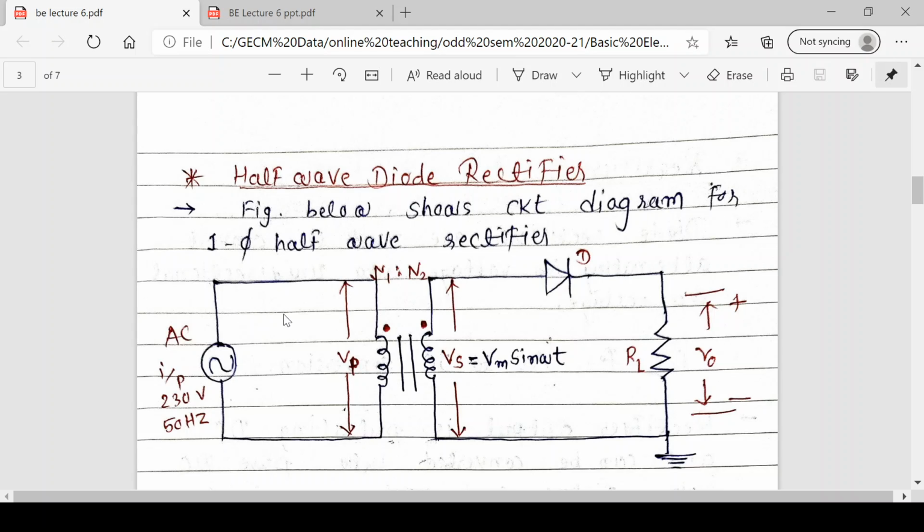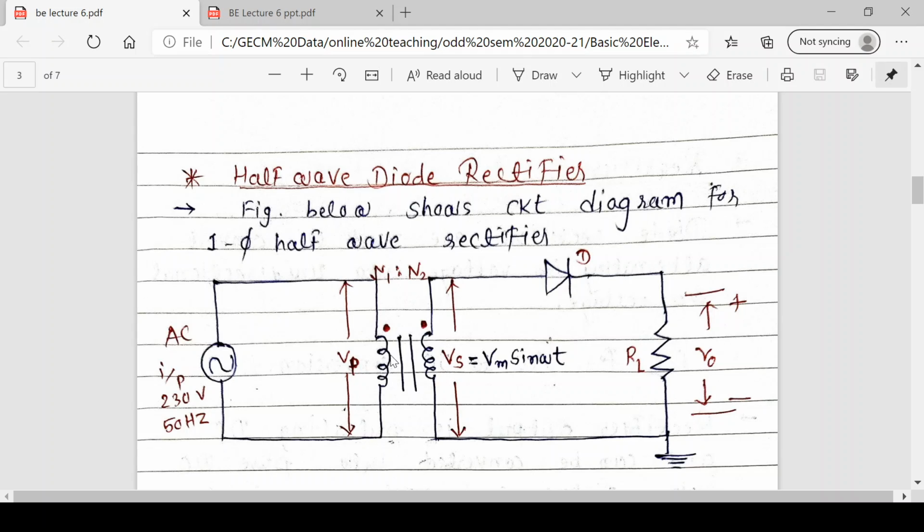All of you can see the circuit diagram of single phase half-wave rectifier. Our input voltage is single phase AC supply. In India it is 230 volt 50 Hz. In USA and European countries it is 220 volt 60 Hz. So that is your AC input. It is given to primary of the transformer.